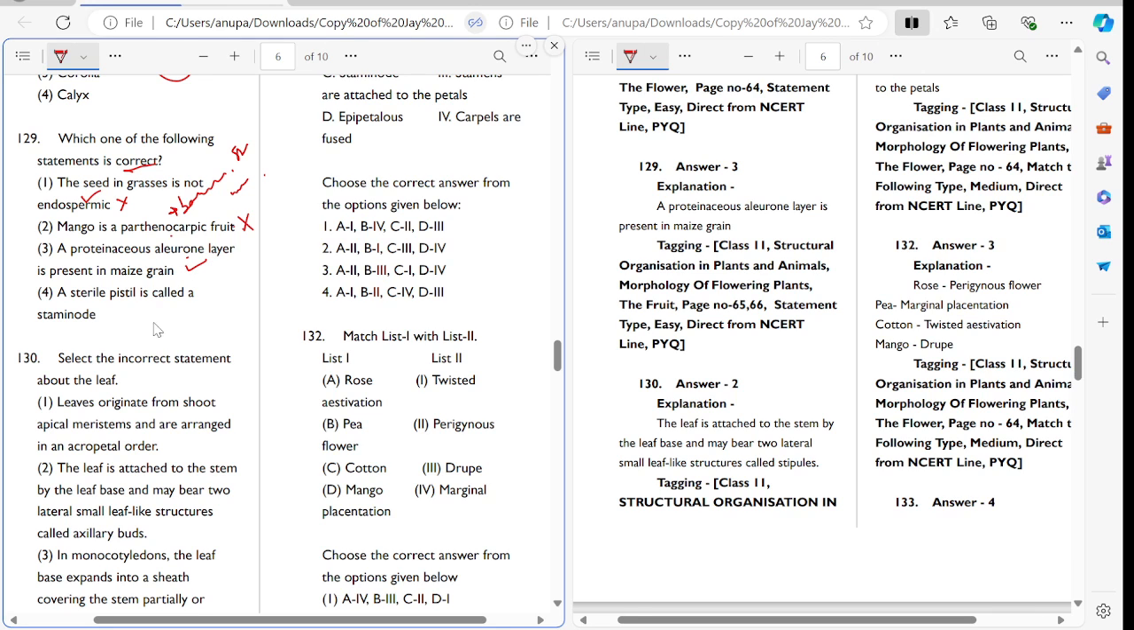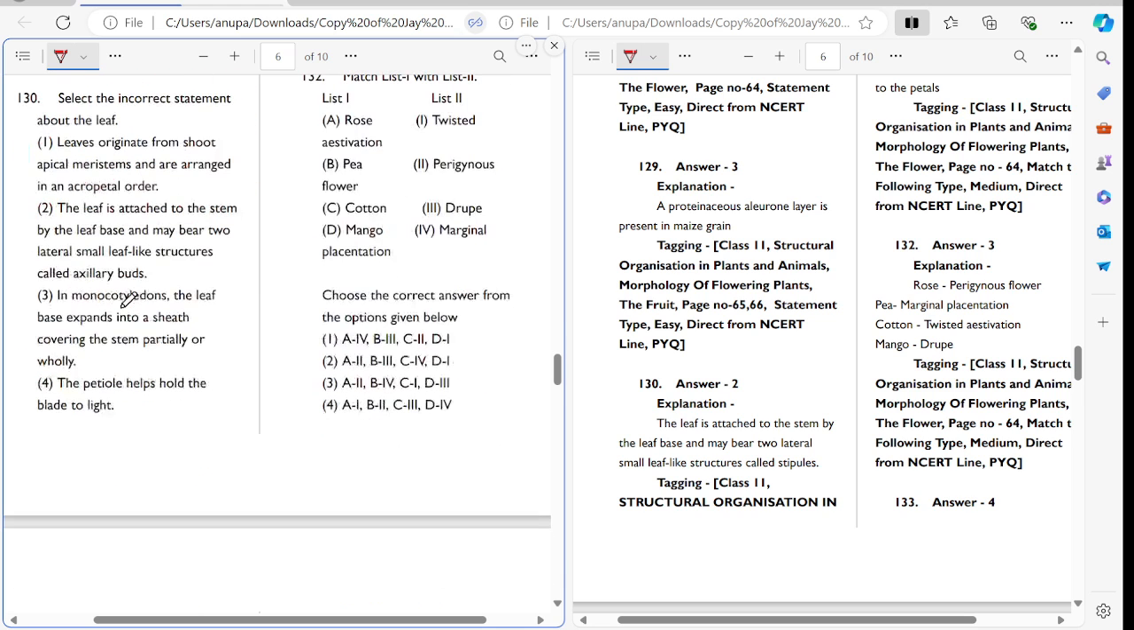Let's see the fourth option also: a sterile pistil is called a staminode. This is also wrong, because a sterile pistil is known as pistillode, whereas a sterile stamen is known as staminode. So here we have to find the correct statement. The correct statement is statement number 3. So our answer for this question will be option number 3.